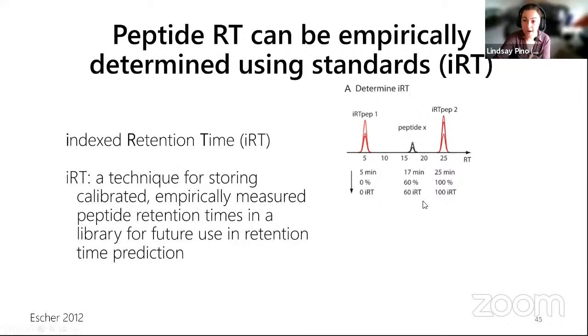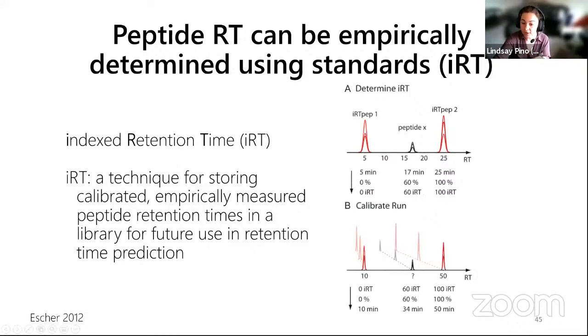So what IRT does is it says, anchor 1, set that arbitrarily to a value of 0. Anchor 2, set that arbitrarily to a value of 100. So now we have 2 anchors, 0 and 100. Whenever peptide 1 elutes, that's value 0. Whenever peptide 2 elutes, that's 100. Peptide X elutes 60% of the way between these 2. Because it's 60%, we'll assign it IRT value 60.